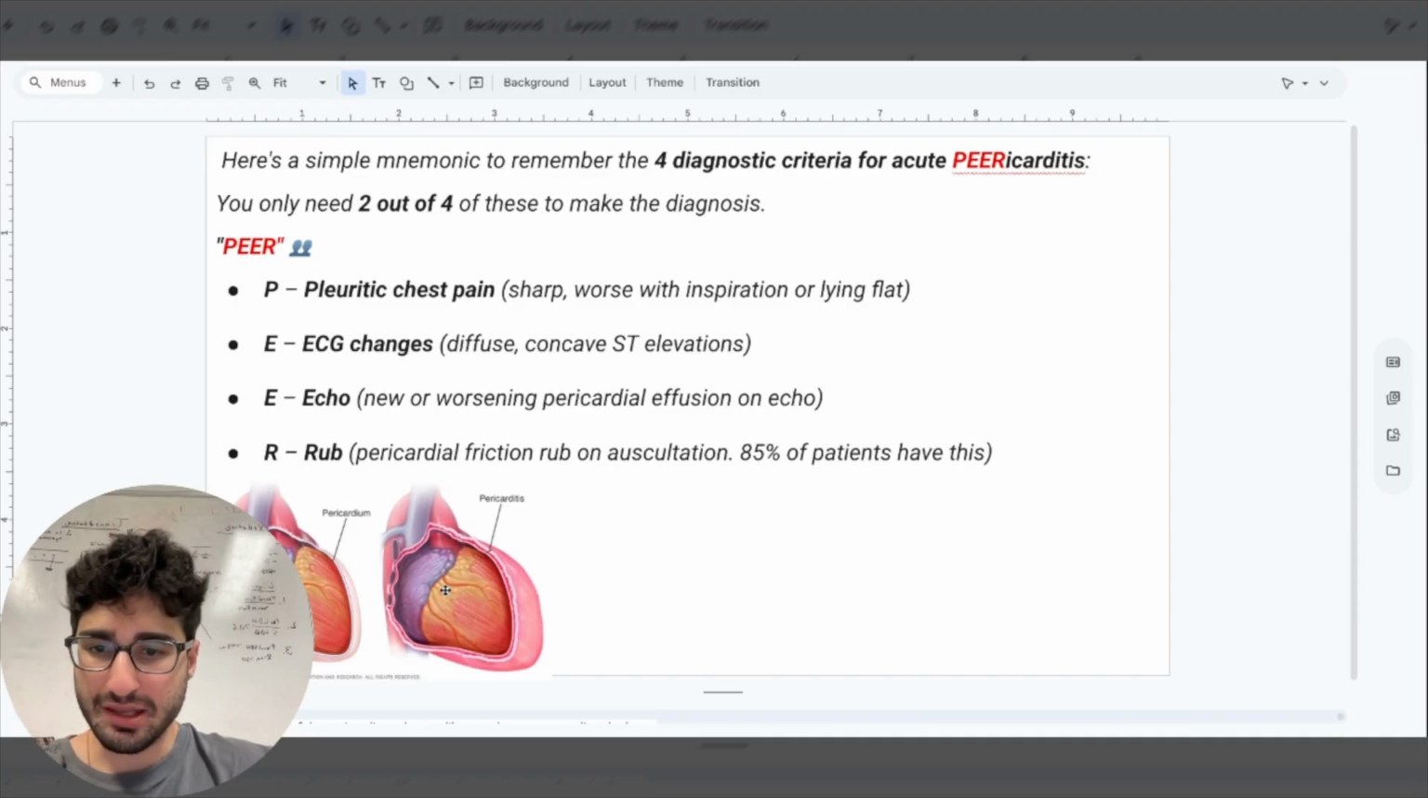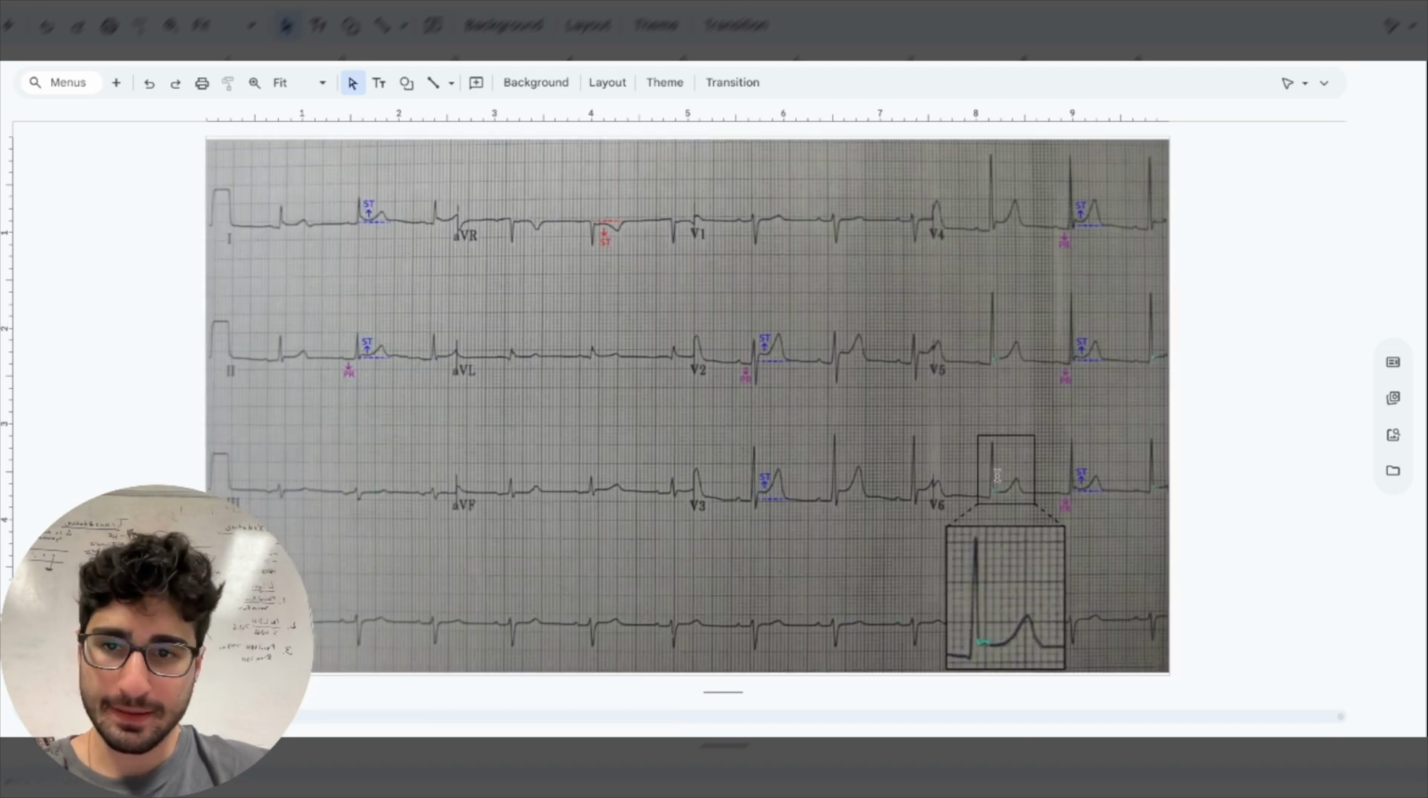Now, this is a quick image for pericarditis. Pericarditis, again, is going to be the inflammation of the outer layer membrane of the heart. Now, here is an ECG of a patient who has pericarditis. As you can see, there's going to be these diffuse ST segment elevations throughout.